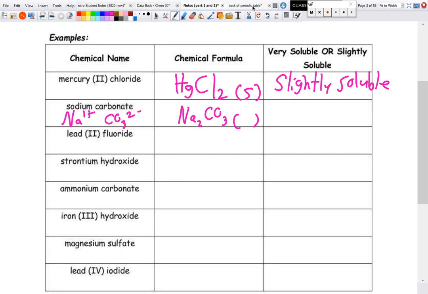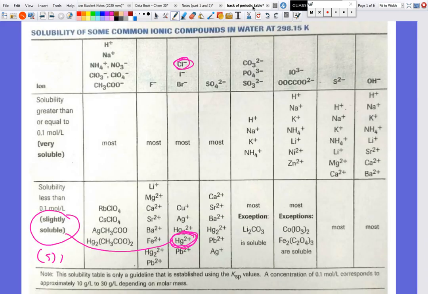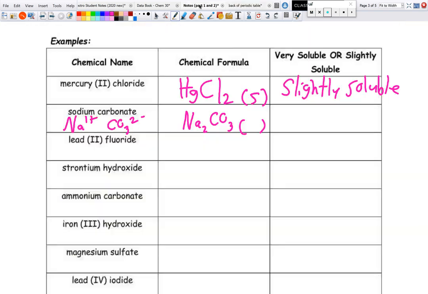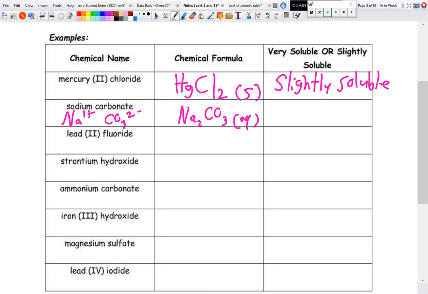Now I'm going to go to the back of the periodic table and find out. So we find our anion first, so the negative charge ion. That is going to be our carbonate, which is this one right here. So we have to figure out where the sodium is going to be. We have only a few carbonates right here that are very soluble. We got hydrogen and sodium. So that means it's going to be very soluble, or we can write AQ. So we're going to go back, write AQ, and call it very soluble, just like that.